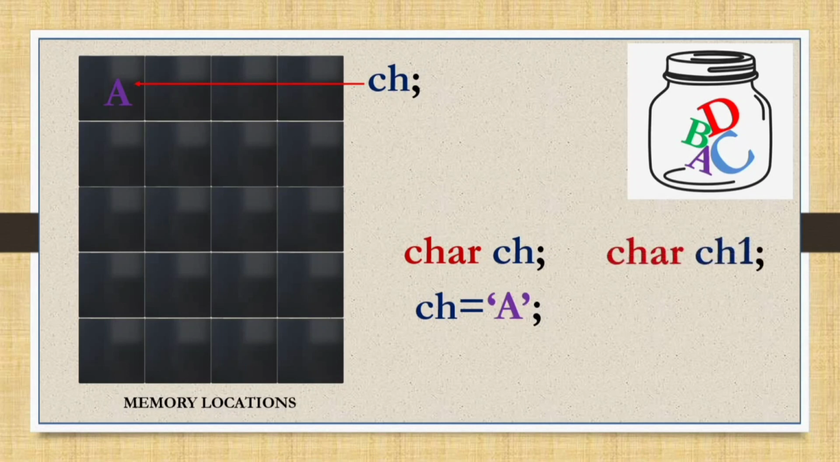Okay. We'll take a different example. Character ch1. So some space is allocated for ch1, and I have assigned value b, a character constant, to the character variable.